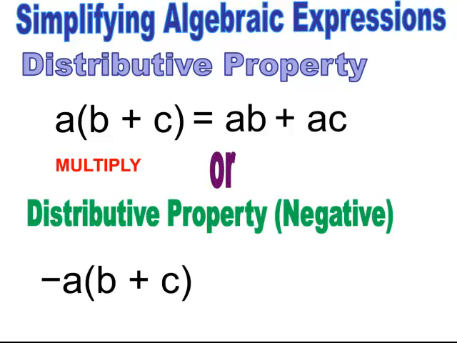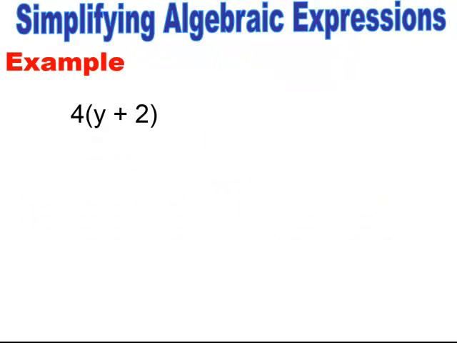Now be careful, because when you have the distributive property and you have a negative on the outside, negatives will change signs. So if I were to take a negative a to a positive b, it would end up being a negative ab, and then a negative a to a plus c would be a negative ac. So negatives change things. So when you're looking at a distributive property, here's an example.